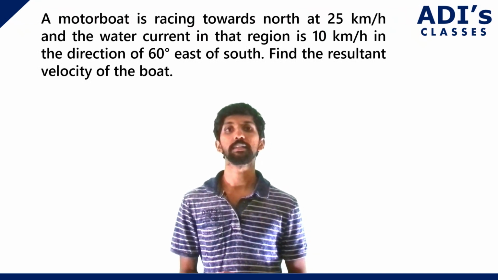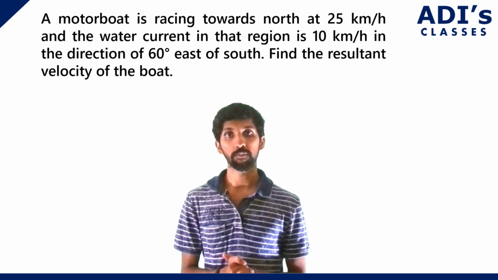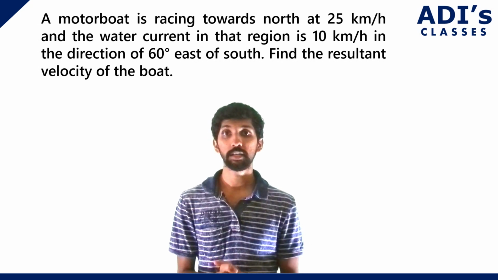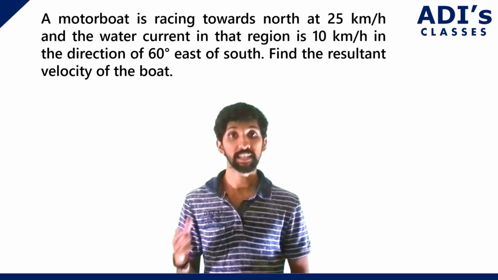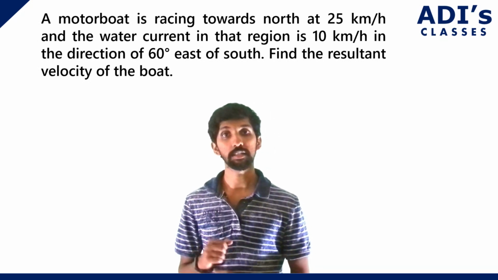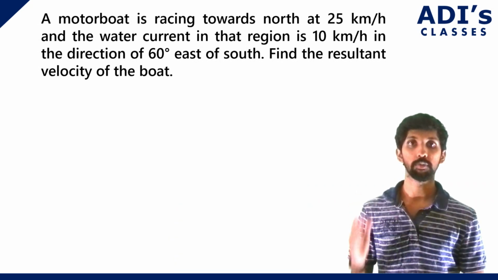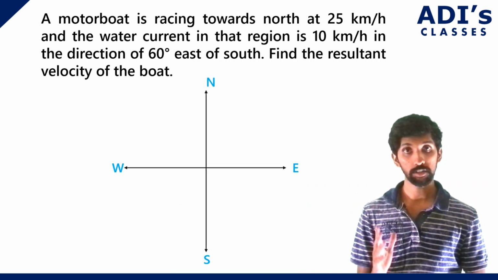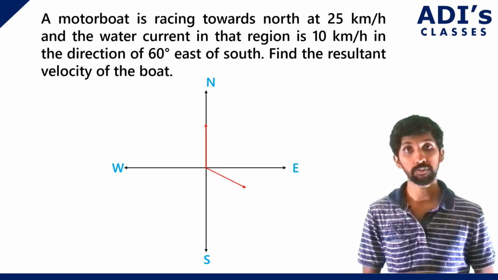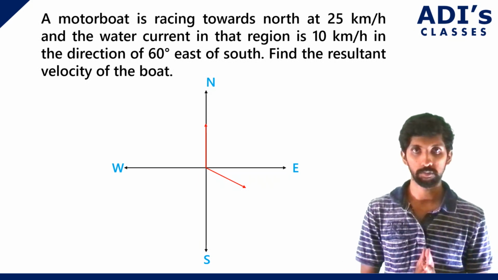See, a motorboat is racing towards north at 25 km per hour and the water current in that region is 10 km per hour in the direction of 60 degrees east of south. Okay, what is the resultant velocity of the boat? Now let me repeat that question again. So the boat is going 25 kilometers per hour in north, and the current 10 km per hour in the direction of 60 degrees east of south. So that part is very important because north we all of us know how it goes.